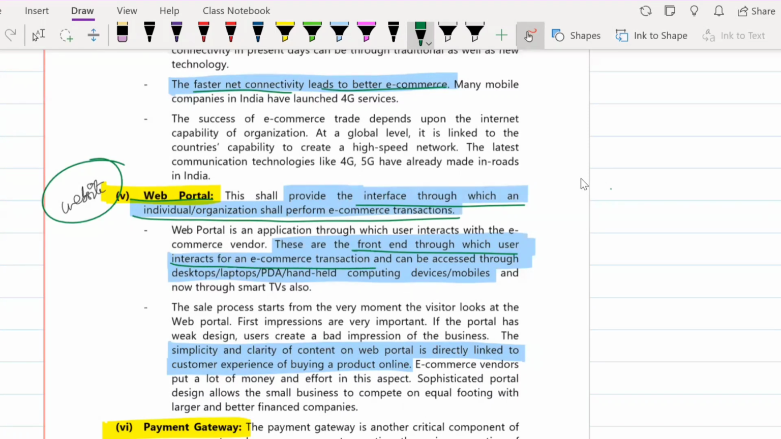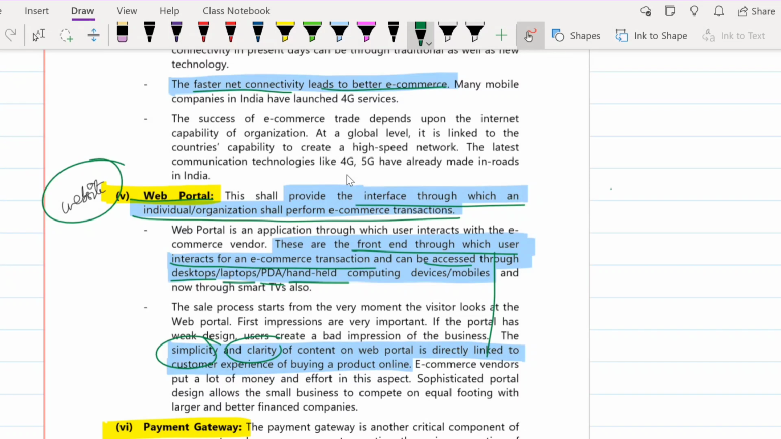So that is my web portal. That is my front end through which I will go and interact to make any e-commerce transaction. Okay, so this website can be accessed through desktop, laptop, PDA, then handheld computing devices, etc. So what is the most important thing about a web portal or a website is that it must be simple and it must have a clarity of content. Okay, simple to use and the clarity of content must be there.